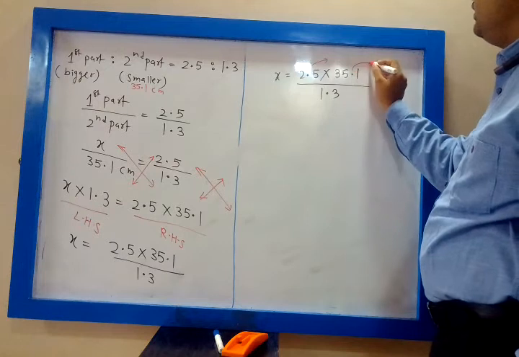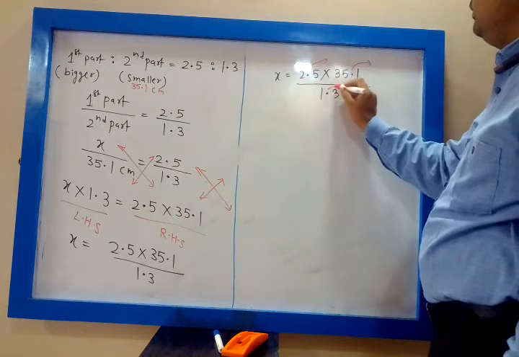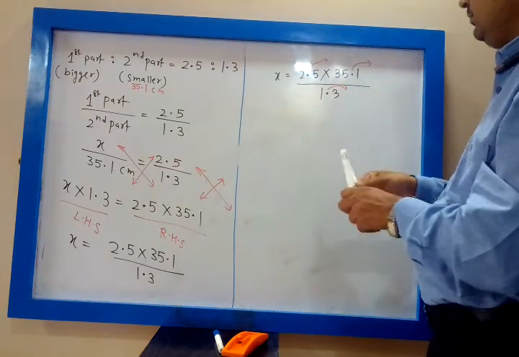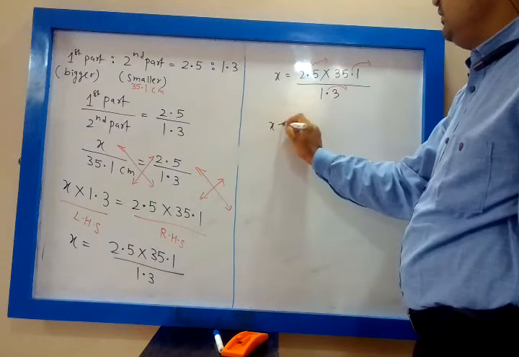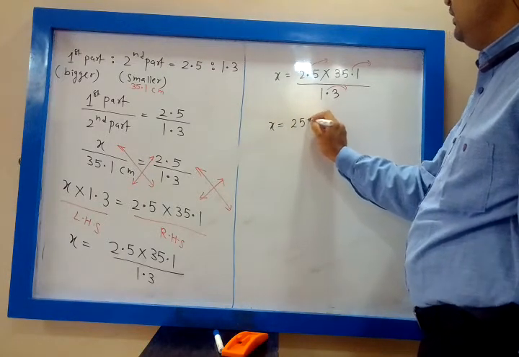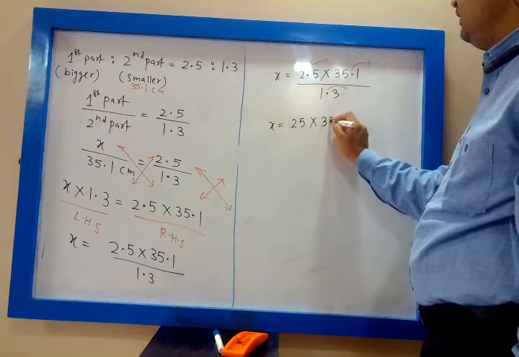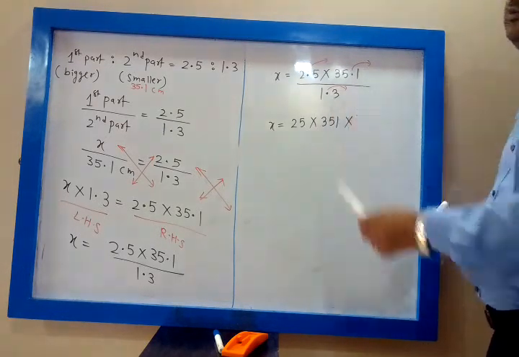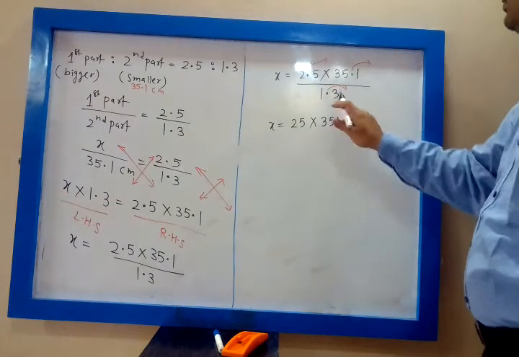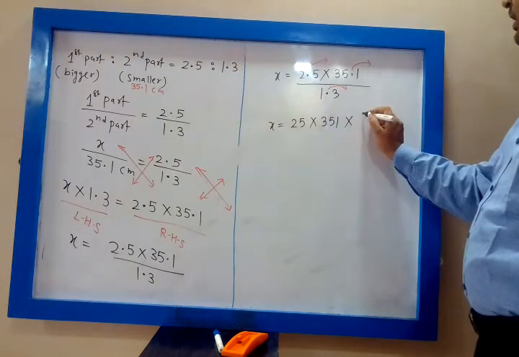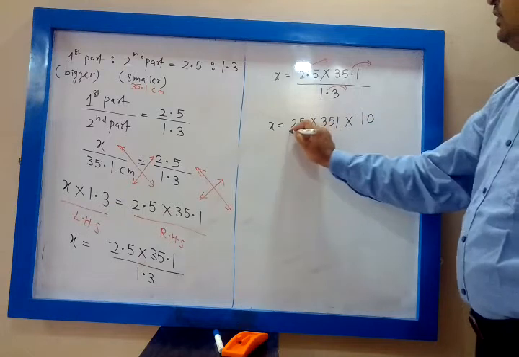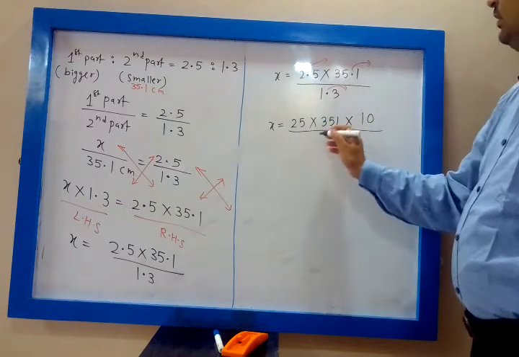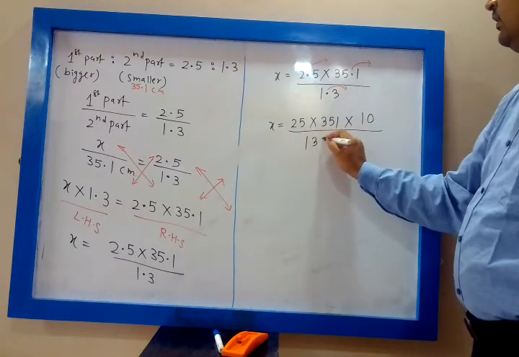So let us remove this decimal. See here, so this will be x is equal to 25 into 351 into... Now in the denominator after the decimal, how many digits are there? After decimal, how many? 1. So multiply by 10 in the numerator. Then we write 13.